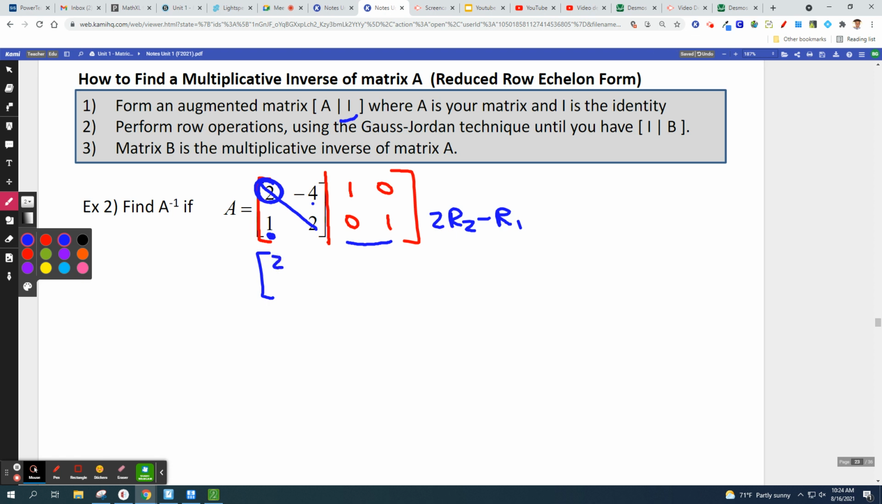So the top row can stay the same, 2, -4, bar 1, 0. But that bottom row, I'm going to apply my rule because I want to knock this 1 out. I want this 1 to be a 0. So 2 of these minus this, that's 2 minus 2, that's 0. I just go all the way across. 2 of these is 4 minus this, so that's 4 minus -4. Be careful. That's 4 minus -4. That's going to be 4 plus 4. That's 8. 2 of these is 0. Minus 1 is -1. 2 of these is 2. Minus this 0 is 2.